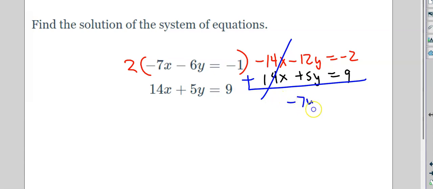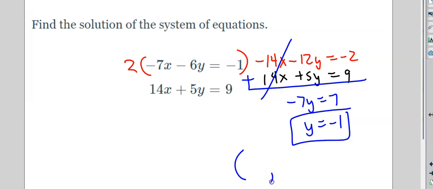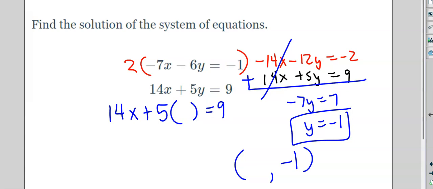Eliminate, combine, solve. Now don't forget this goes in the y position. So now I'm going to erase and replace my letter y. So I'm going to add 5 to both sides, whoops, and get x is equal to 1. So 1, negative 1 is our solution.